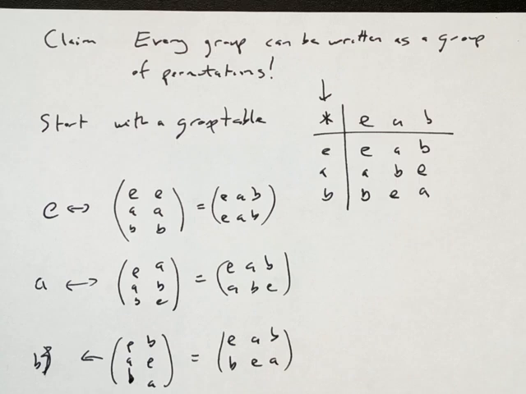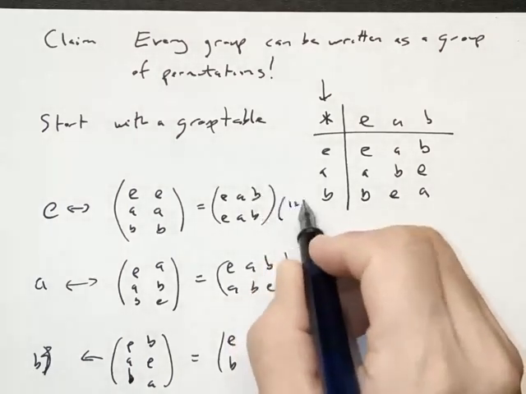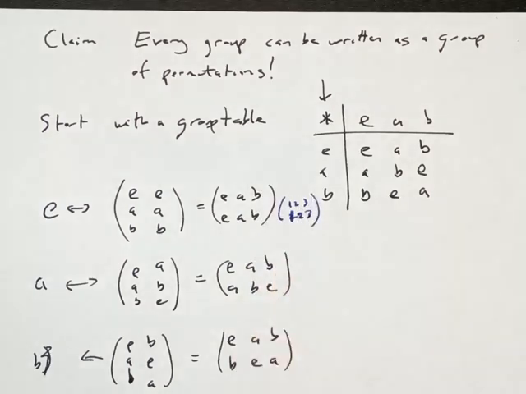Let me think about these as permutations for a second. So instead of using E, A, and B, I'm going to use 0, 1, and 2. When we think of permutations, we usually think of numbers, right? Or you could use 1, 2, 3. Doesn't matter. Let's use 1, 2, 3. This permutation is the permutation 1, 2, 3, 1, 2, 3. Wait. That's the identity permutation, isn't it? Takes everything to itself.